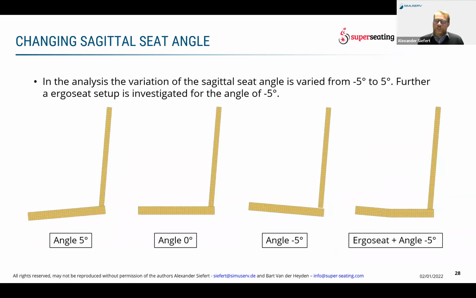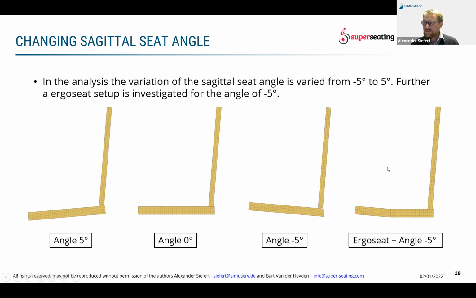So what we did, we just used the same setup as before, and made simple variations covering that sagittal seat angle. Here you see the four setups we investigated. First, an angle of 5 degrees, which means the cushion is moved forward. Then an angle of 0 degrees, which means the open angle is 90. Then a small recline, where the open angle is now 95, because the backrest is at 5 degrees.